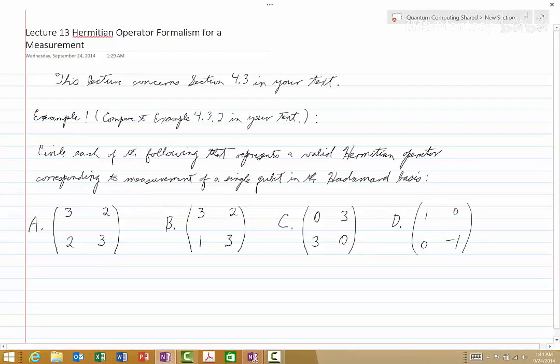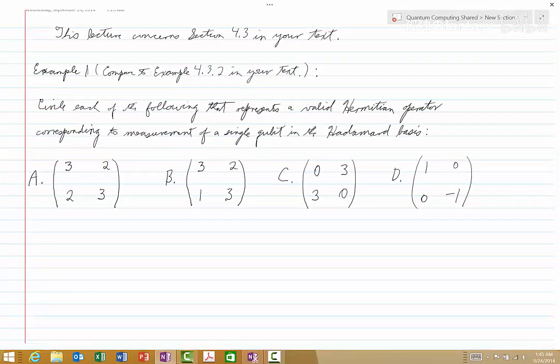So example 1 is the following, and you might want to compare example 1 to example 4.3.2 in your textbook. But example 1 goes as follows. It says, circle each of the following that represents a valid Hermitian operator corresponding to measurement of a single qubit in the Hadamard basis. And you can see our choices here, A, B, C, and D. Okay, so let's see how we would do this.